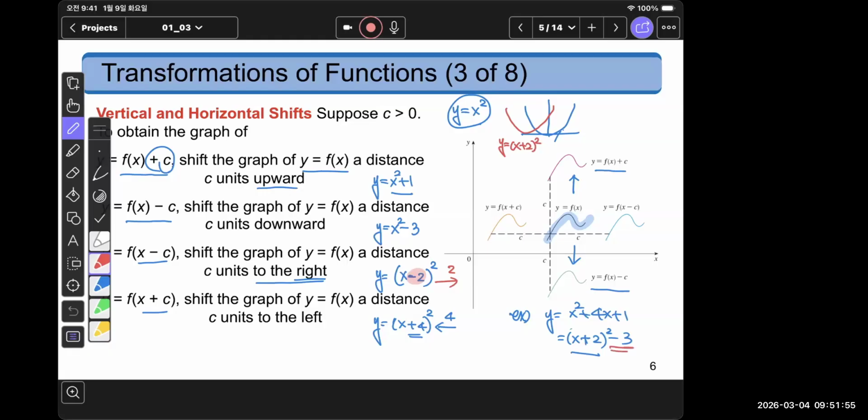And then due to this negative 3, if I shift the graph downward by 3 units, then that will be the graph of y equals x plus 2 squared minus 3, which is x squared plus 4x plus 1. So I can draw the graph of this function if I know how to draw the graph of y equals x squared by combining these vertical or horizontal shifts.